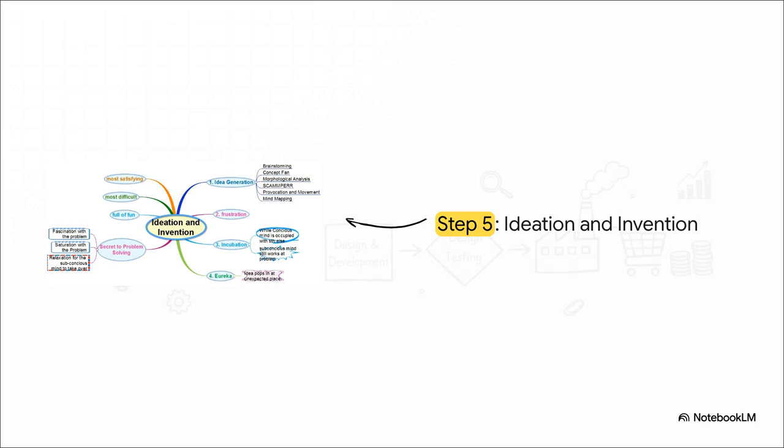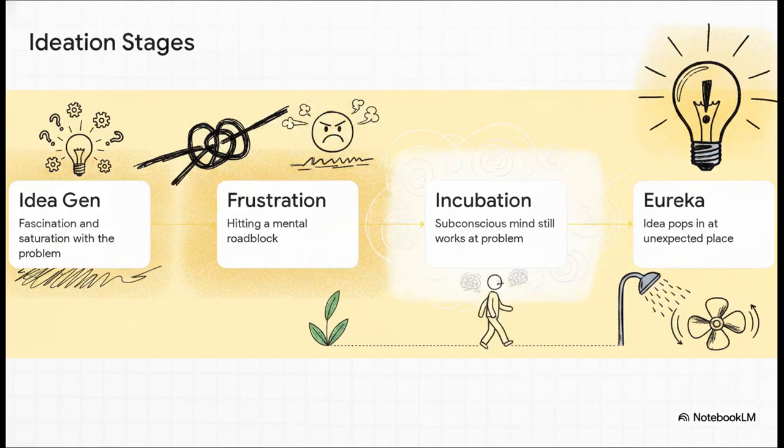This is honestly everyone's favorite part of the journey. Step 5 is all about ideation and invention. And you can see how it captures this beautiful dual nature. It is simultaneously the most satisfying, fun part of the process, and yet the absolute most difficult. I mean, you are literally trying to manifest something into reality that does not currently exist. The psychological life cycle of an idea is just fascinating. It always starts with active idea generation, where you are deeply fascinated and totally saturated with the problem.